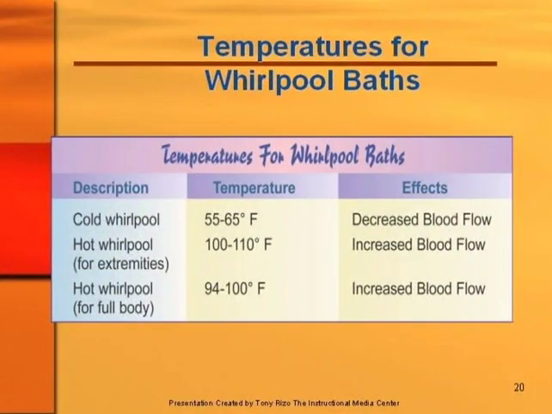Now, when you look at whirlpools, you have a cold whirlpool, which is anywhere from 55 to 65 degrees, whereas a hot whirlpool is anywhere from 100 to 110 degrees. Those things, you pretty much have to stick with that. That's with the extremity. If you do a total body, you're going to have to go down a whole lot less, because if you have a total body in this whirlpool, all the blood leaves their head and comes down the body, and the next thing you know, they're passed out. That's not a good idea.